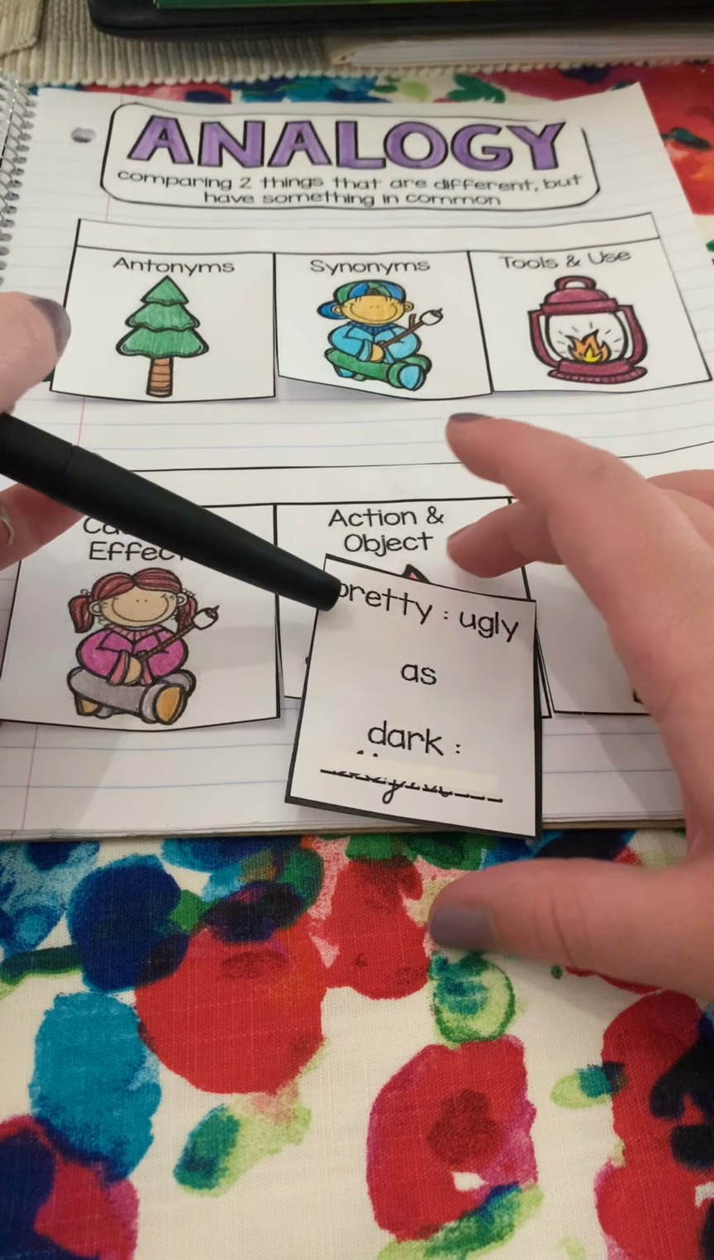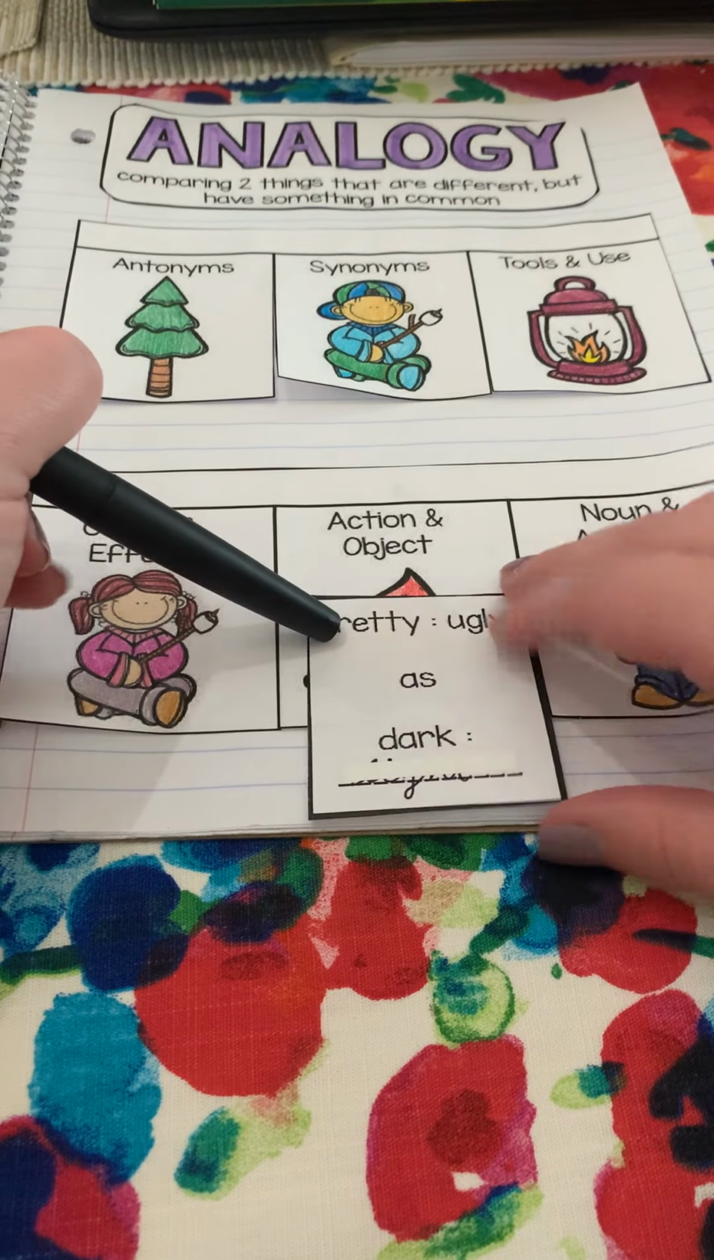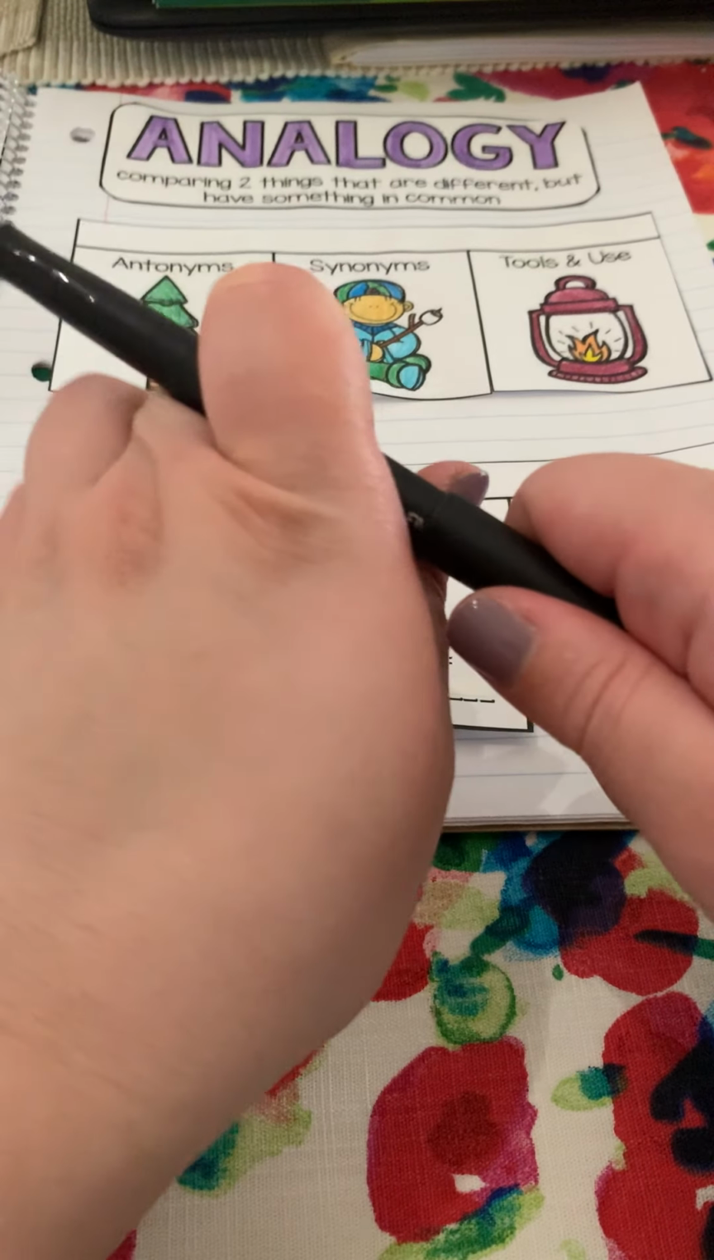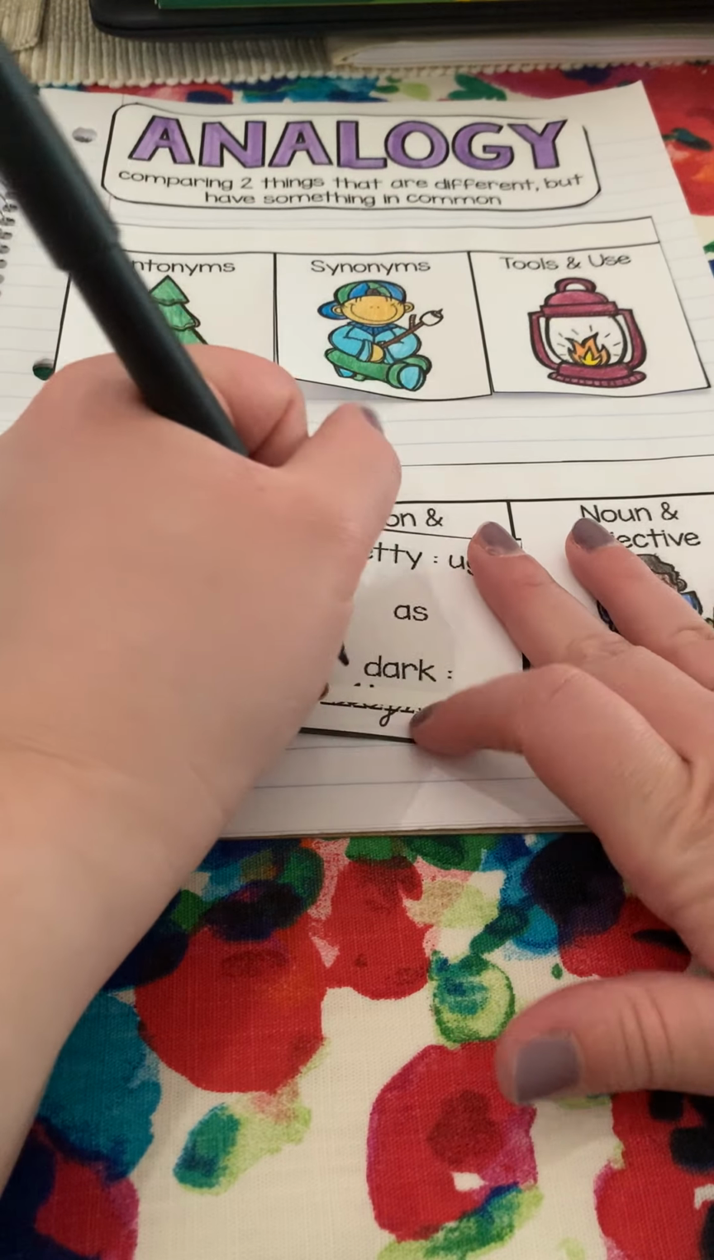Pretty and ugly are opposite, right? Ugly is the opposite of pretty. So pretty is to ugly as dark is to, so what would the opposite of dark be? The antonym of dark. The antonym of dark is light.